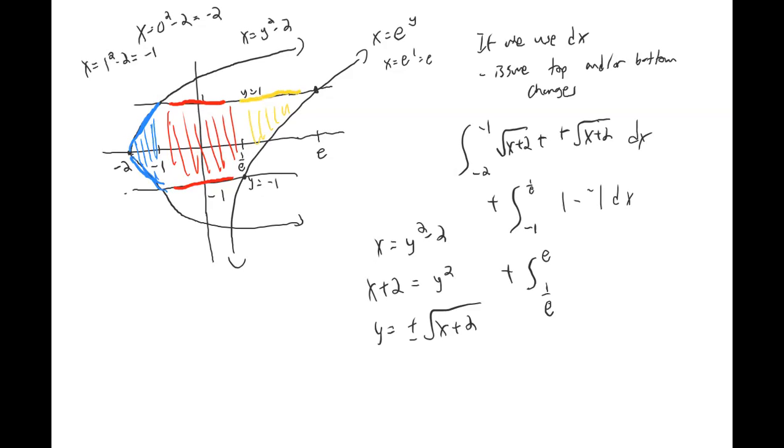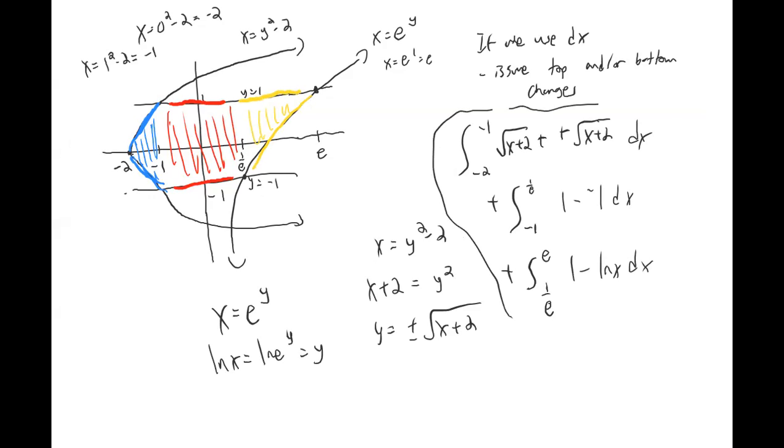And then the bottom is this thing, but we have to solve for it, right? Because we're doing dx. So if x is e to the y, ln x is ln e to the y, which is y. So y is ln x. So it's 1 minus ln x. So this will give you the correct answer, provided you solve all of these. But you see how much more complicated.